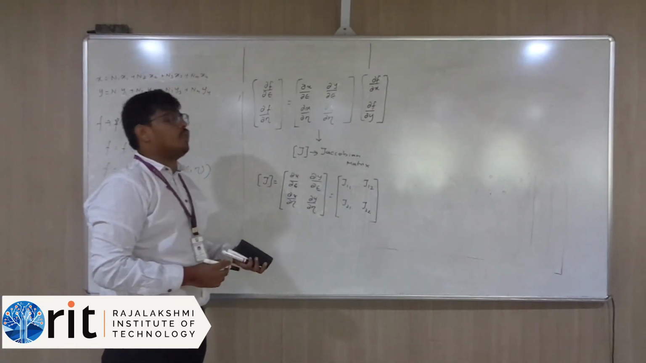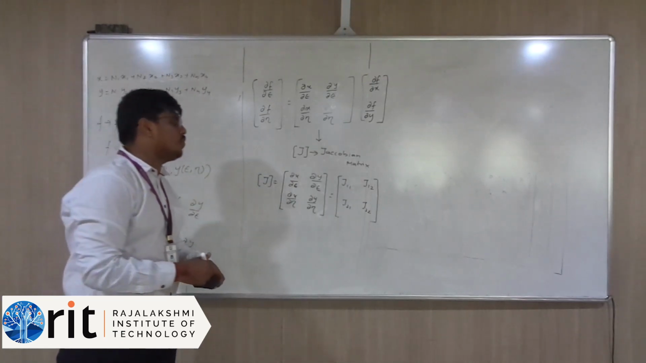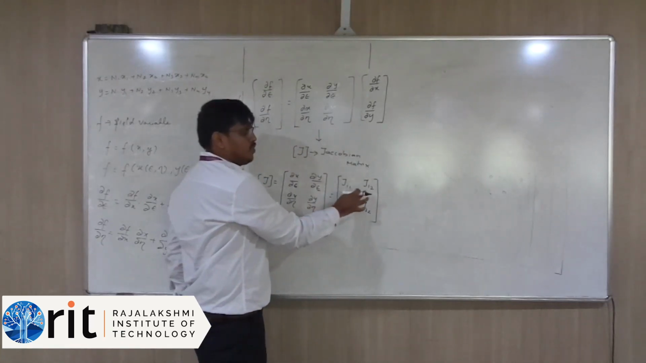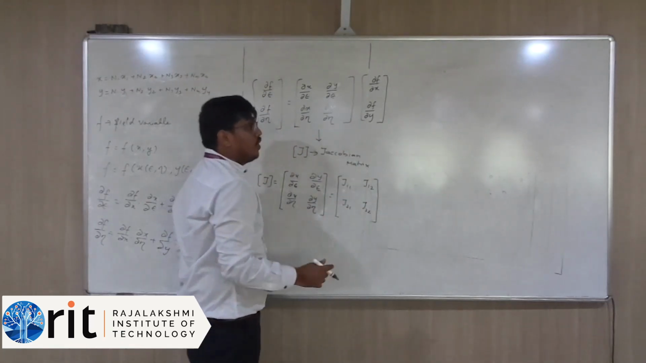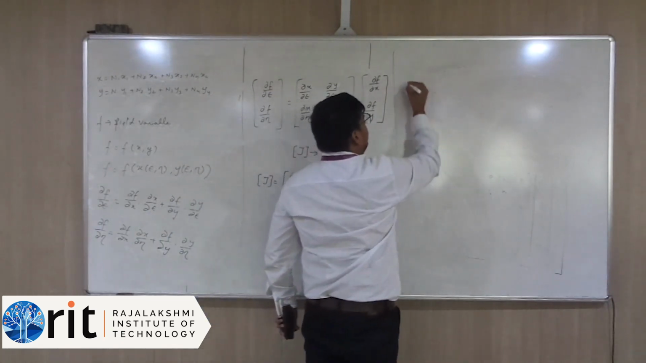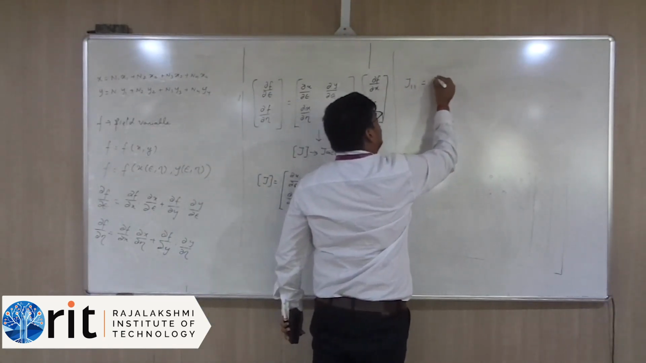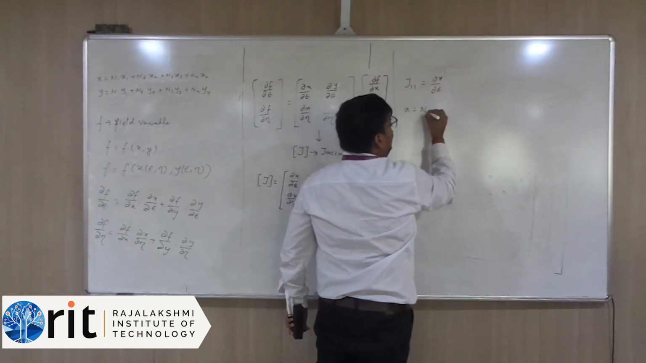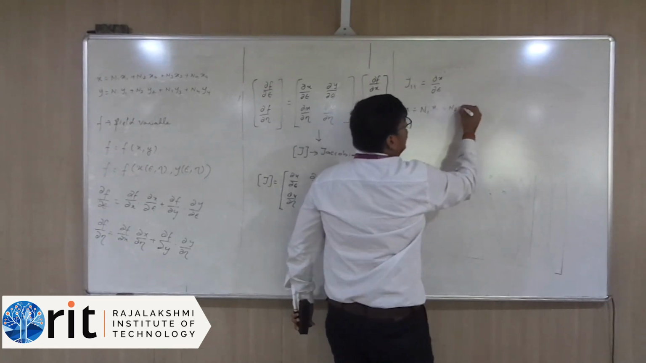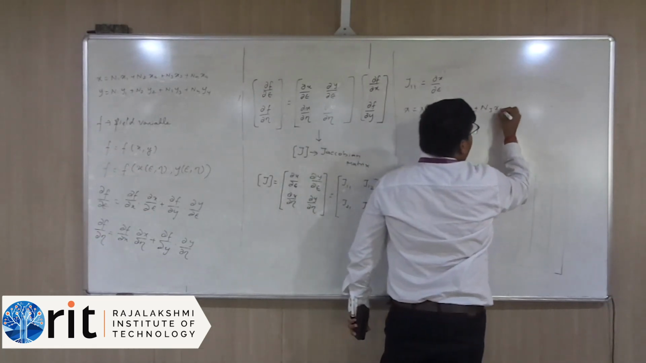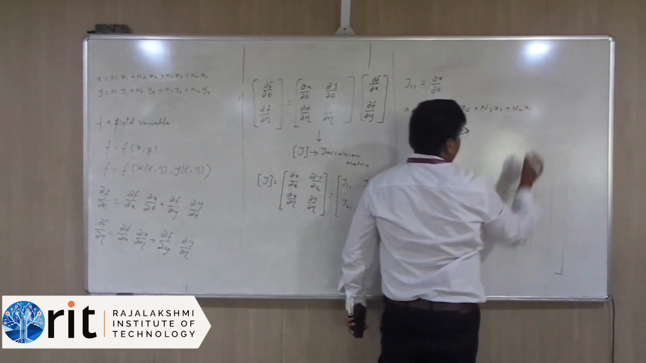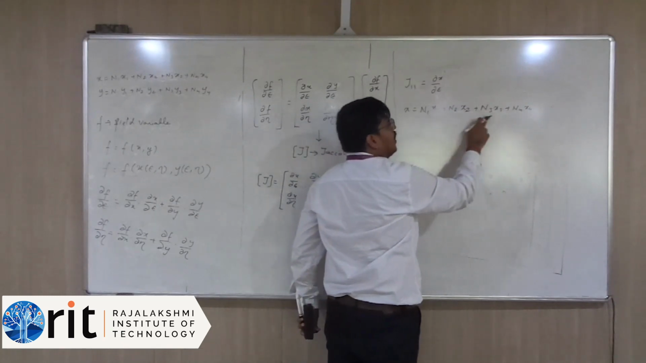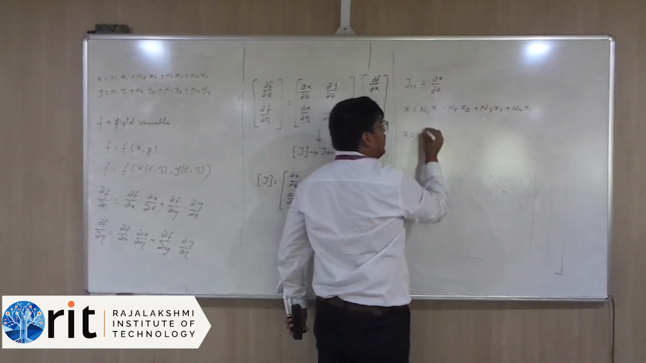Now we are going to derive J11, J12, J21 and J22. I will do only J11. The similar procedure should be followed for J12, J21 and J22. J11 equals dou x by dou epsilon. We know that x equals N1 x1 plus N2 x2 plus N3 x3 plus N4 x4. We have to differentiate x with respect to epsilon. We have epsilon in N1, N2, N3 and N4, so you have to substitute N1, N2, N3 and N4.